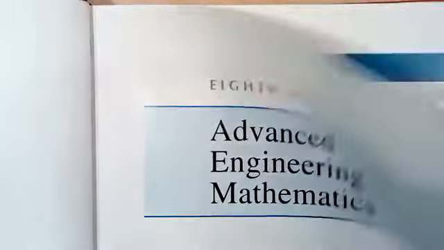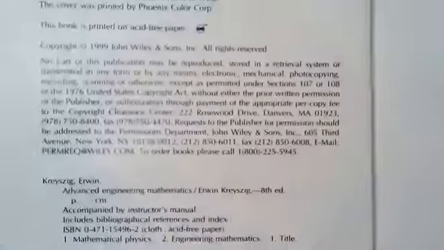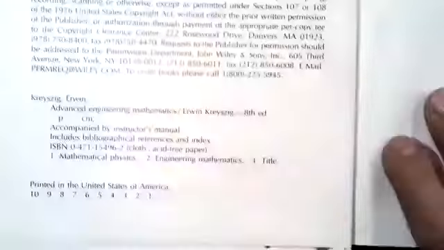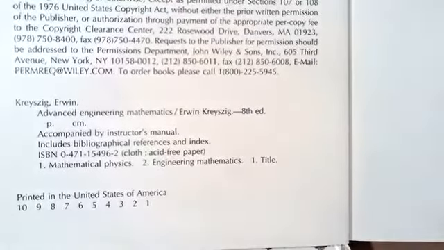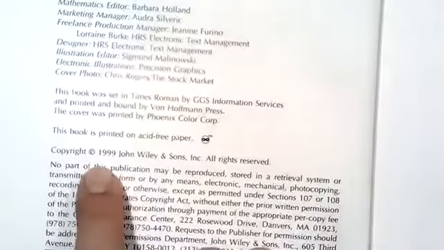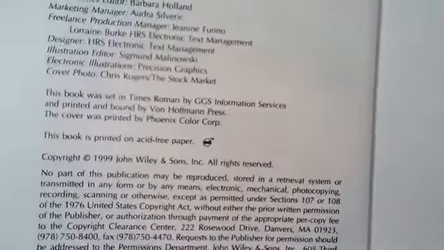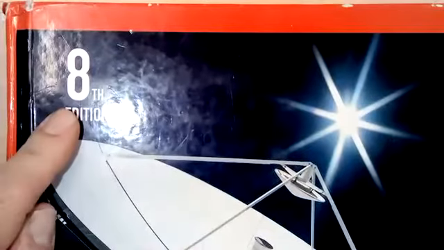Let's see if it's in here. Seems like it should be. There's the publishing information. Well, somewhere, right there it is. Copyright 1999. So that's a ways back, right? That's like 22 years ago. So this book is still in print, and it's not in the 8th edition.